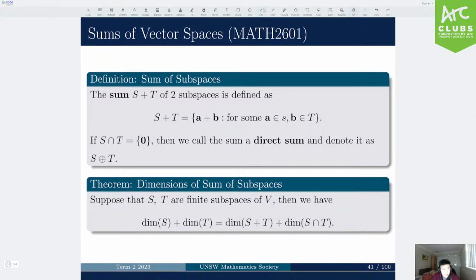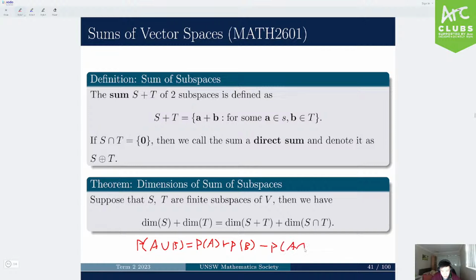You guys would have known the theorem in probability as well. So if we have the probability of A union B, that's going to be the probability of A plus the probability of B minus the probability of A and B. So this is really analogous to the probability version that you have studied. If we move this term over to the left hand side, that would be analogous to our dimension equation here.